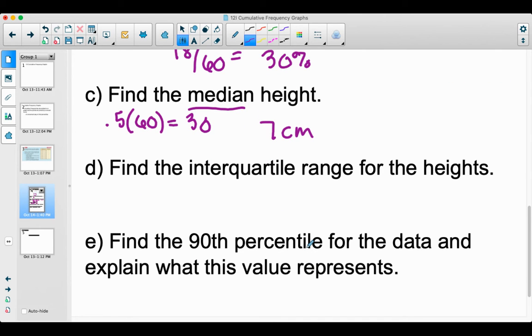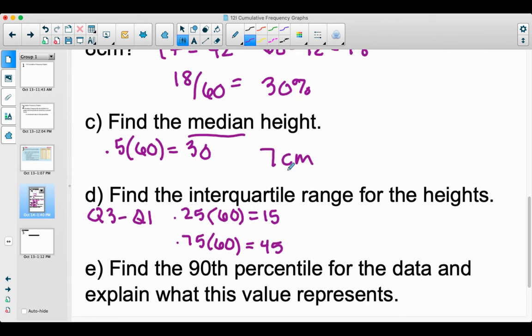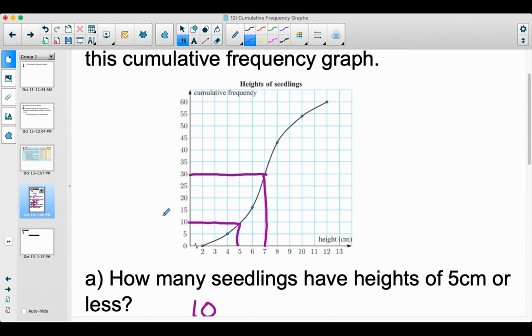Okay, and then part D says find the interquartile range. Well, remember the interquartile range is your Q3 minus Q1. So the first thing we got to do is find our Q3 and our Q1. So Q1 is the 25th percentile. So we got to take 25% of 60, and then Q3 is the 75th percentile. And so when we do that, this is going to be the 15th one, and this is going to be the 45th one.